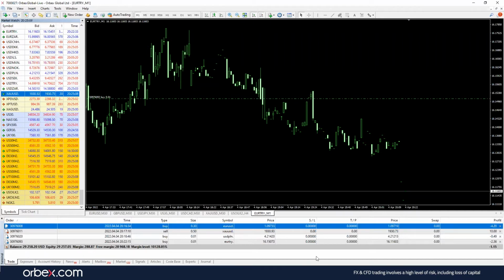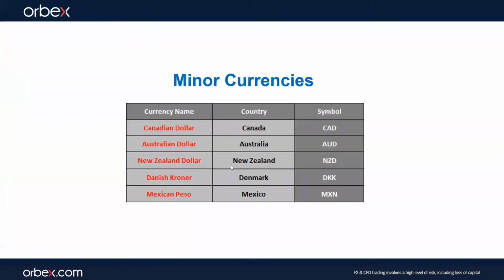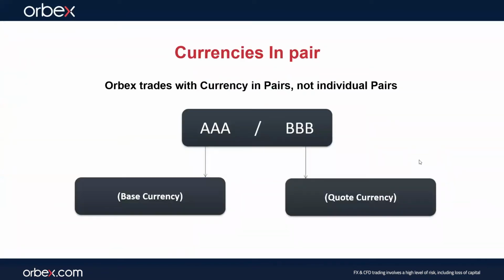Why is my margin level here? And how do we calculate the profit and loss based on pip values as well? So that's for next time. But for now, as I said, I just wanted to show you the minor currencies as well.